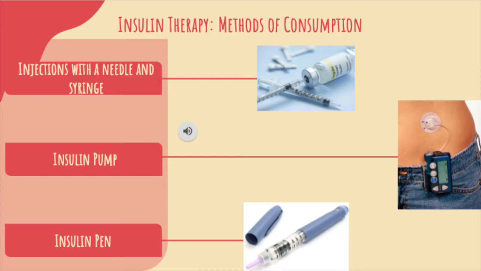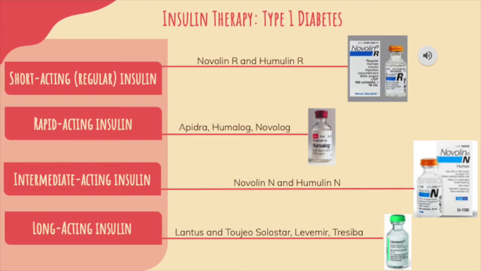So moving on to elaborate on the types of insulin medications, there are four main types of insulin medications, and the first is short-acting or regular insulin. Examples of this regular insulin include Humulin R and Novolin R. The second type is rapid-acting insulin. Rapid-acting insulin examples are insulin glulisine, insulin lispro, and insulin aspart.